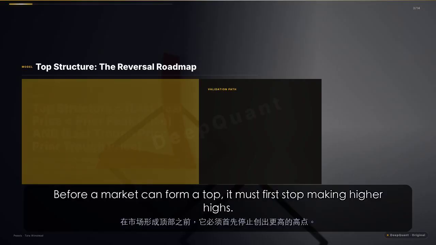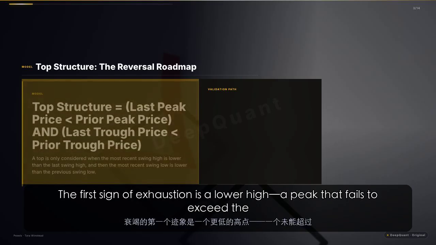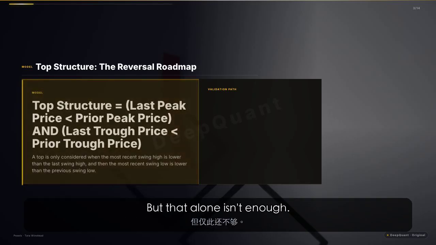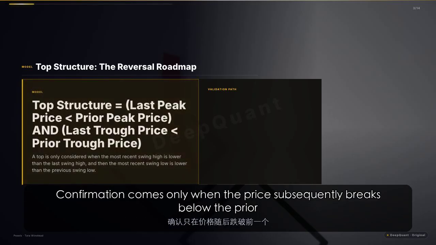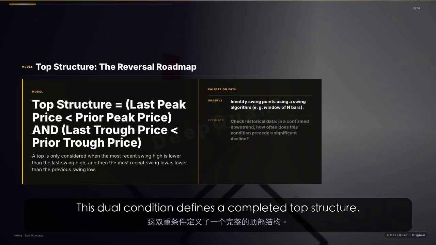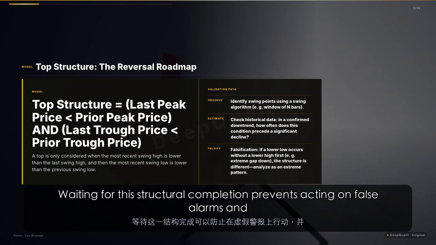Before a market can form a top, it must first stop making higher highs. The first sign of exhaustion is a lower high, a peak that fails to exceed the last swing high. But that alone isn't enough. Confirmation comes only when the price subsequently breaks below the prior swing low, establishing a lower low. This dual condition defines a completed top structure. Without both parts, the uptrend is still technically alive, no matter how overbought it looks.